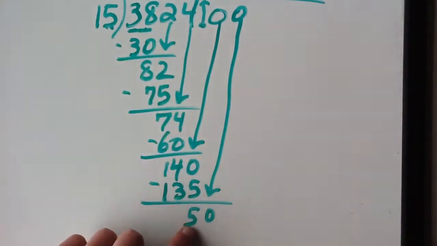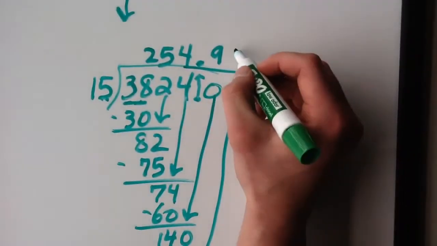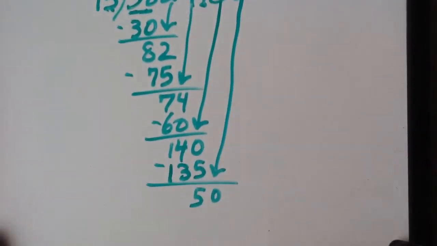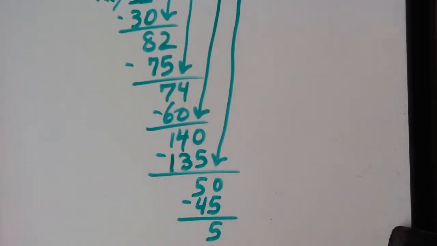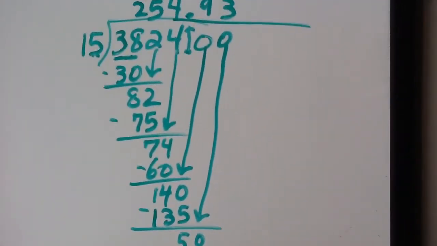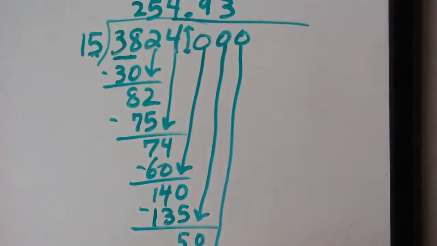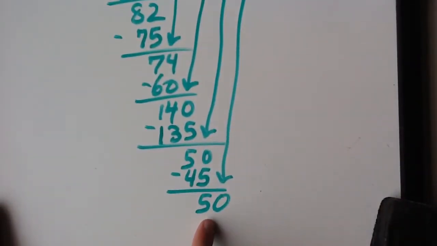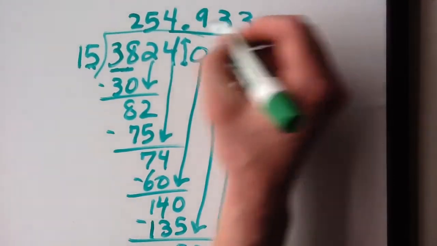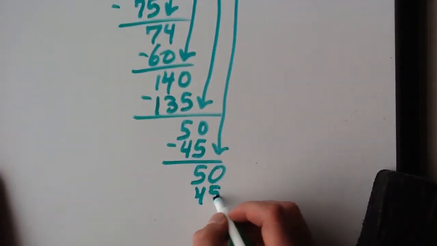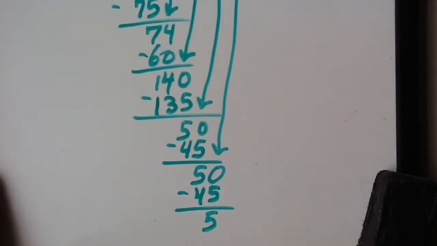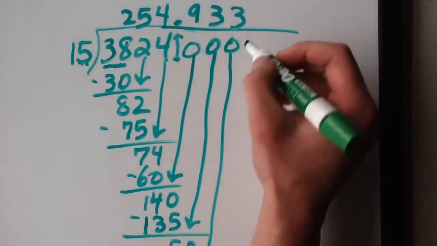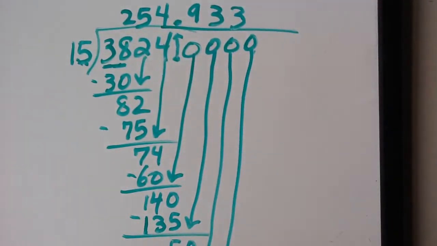How many times can 15 go into 50? Well, it goes in 3 times. 3 times 15, that's 45. Subtract and get a remainder of 5. My remainder is not 0 yet, so I'm not done dividing. So I add a placeholder 0 so that I can bring it down. My number is 50. How many times can 15 go into 50? Well, it goes in 3 times. 3 times 15, that's 45. Subtract and get a remainder of 5. My remainder is not 0 yet, so I have to keep going. I add another placeholder 0 so that I can continue dividing.